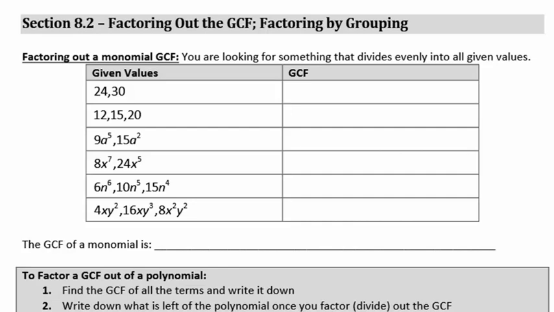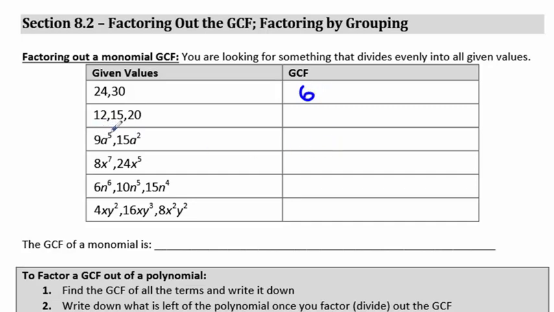Section 8.2 is on factoring out the greatest common factor and factoring by grouping. When I have a couple monomials, I'm looking to find the greatest common factor. I'm looking for the largest number that I can divide each of the values by. So for example, 24 and 30 are divisible by 2, 3, and 6. Since 6 is the largest of those values, 6 is the greatest common factor.